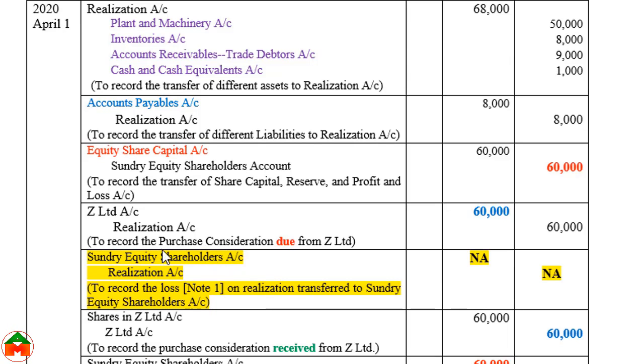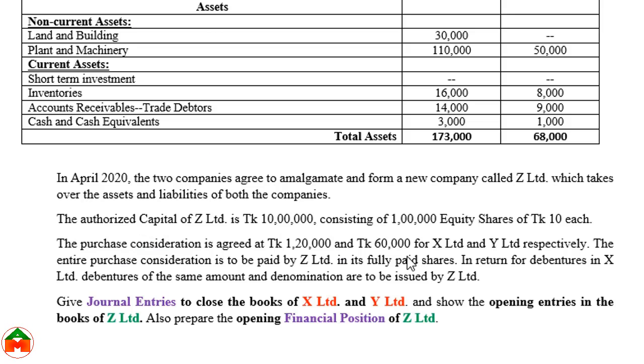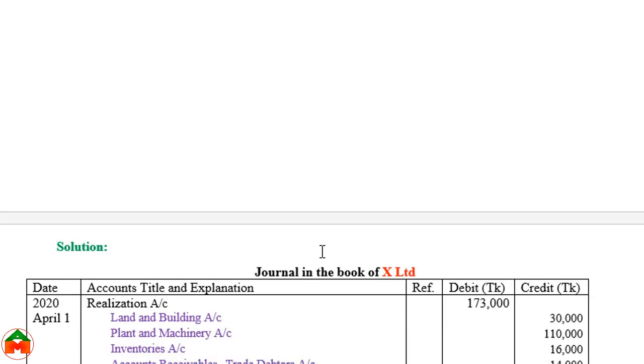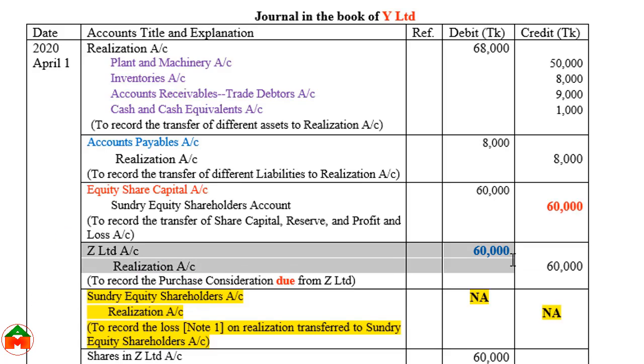In the next journal entries, we will record the purchase consideration due from Jet Limited. From the question, we can see the purchase consideration is taka 60,000 for Y Company Limited. That's why we have shown this. There will be a purchase consideration from Jet Limited with 60,000, and the credit is realization account 60,000.